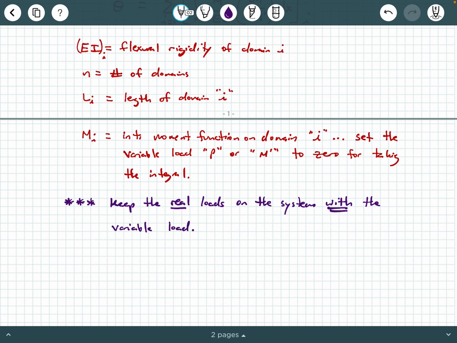If you recall, when we studied virtual work, we had two systems. We had a virtual system where we put a virtual unit load on the system and we took the real loads off. And then separately, we analyzed a real system. With Castigliano's method, I like to keep the real loads and the variable load on one system together, so you do one type of system analysis. There is an alternative version where you can replace the real forces or moments by those variable loads P or M prime, but I'm not going to cover that in my videos.